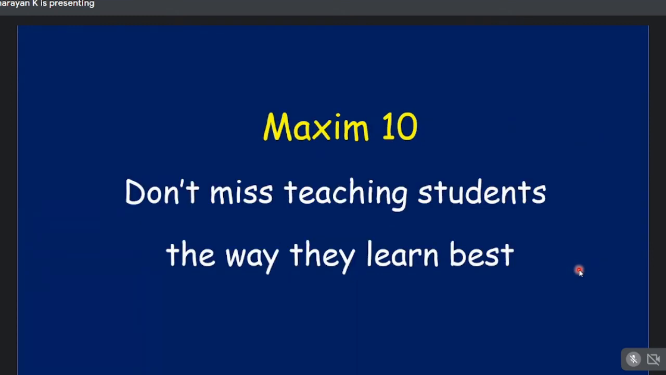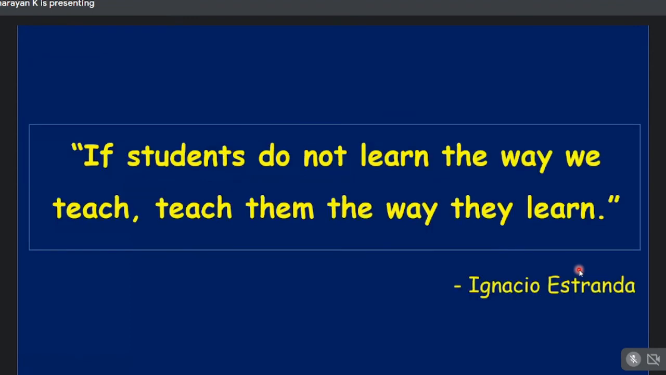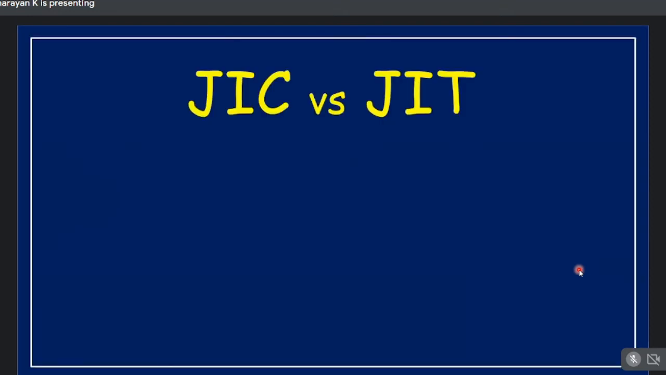Don't miss teaching students the way they learn best. If students do not learn the way we teach, we must teach them the way they learn. I want to recall one particular aspect about student learning, and that applies to our current generation of students. For that, let us see what JIC and JIT are. When we were teachers or even students, we always told our students, I will teach you this just in case you need it sometime later in life.